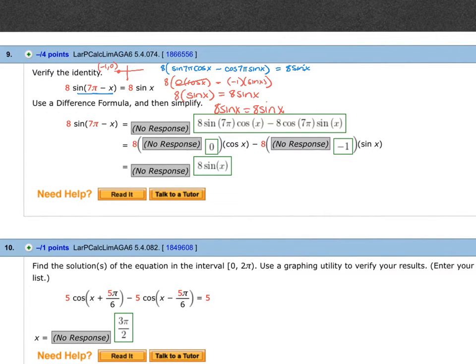Oh, we have to fill in multiple parts? No, but that's how you do it. For the first box, I just put 8 sine 7 pi minus x and we took this, right? Because it cancels out, right? Yeah, that's fine, because you can simplify it in different ways. So on the test, it'd be okay.